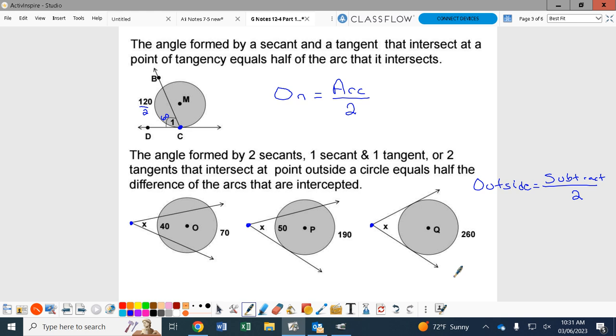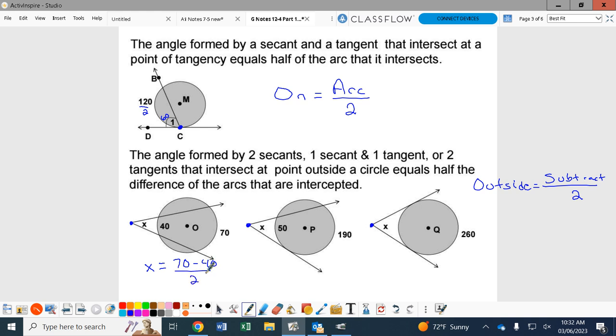The rule is, if the intersection point is outside the circle, you are going to subtract and divide by 2. For example, this one would be x equals 70 minus 40 divided by 2.